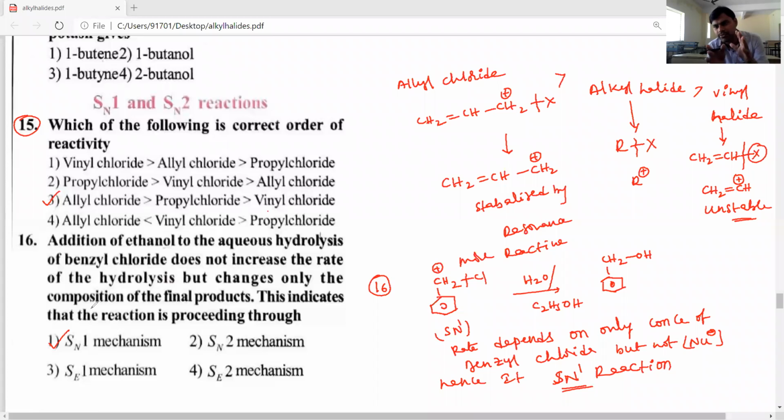In the same way, if the rate changed by the addition of excess ethyl alcohol on hydrolysis of benzyl chloride, it would mean the rate depends on both the concentration of reactant and nucleophile, which means it is an SN2 reaction. SN2 is a second order reaction. SN1 is a first order reaction. Here the rate depends only on the concentration of benzyl chloride, so the order is equal to 1. Hence it is SN1, unimolecular nucleophilic substitution reaction.